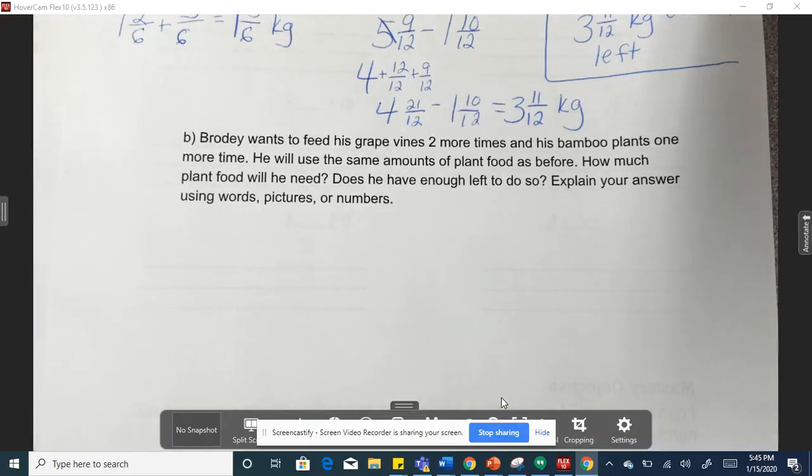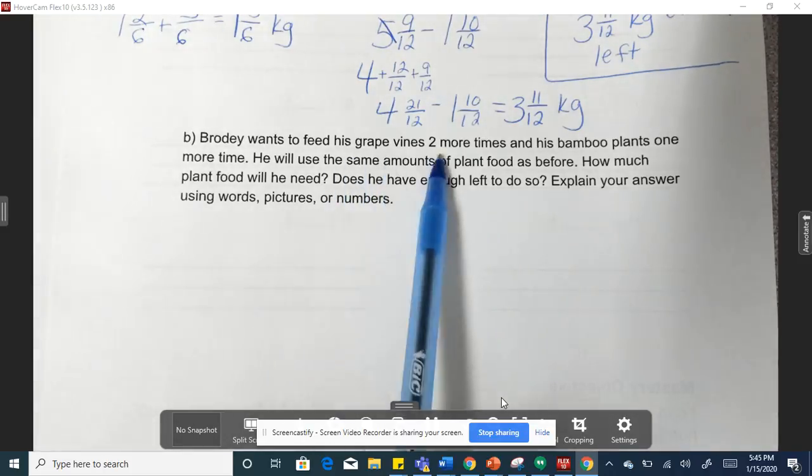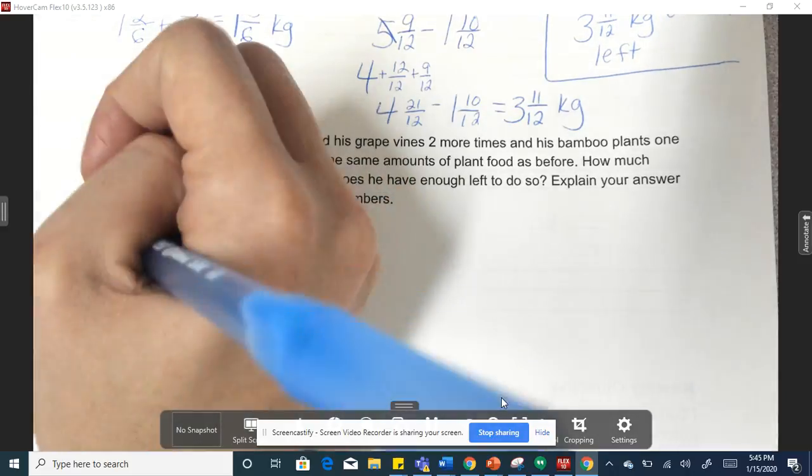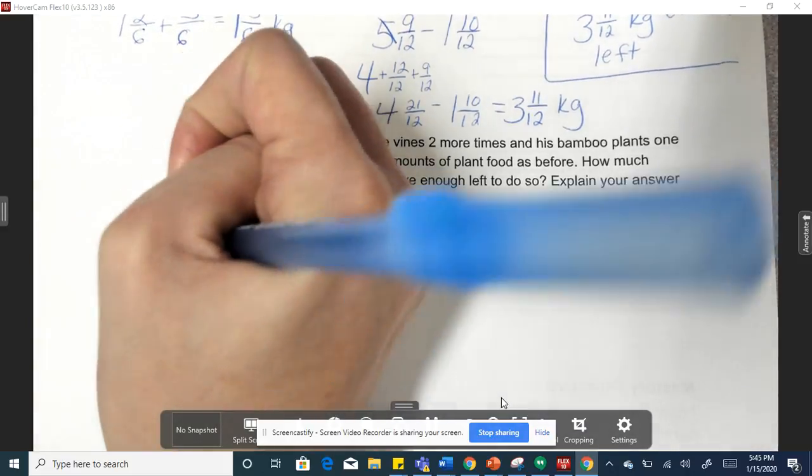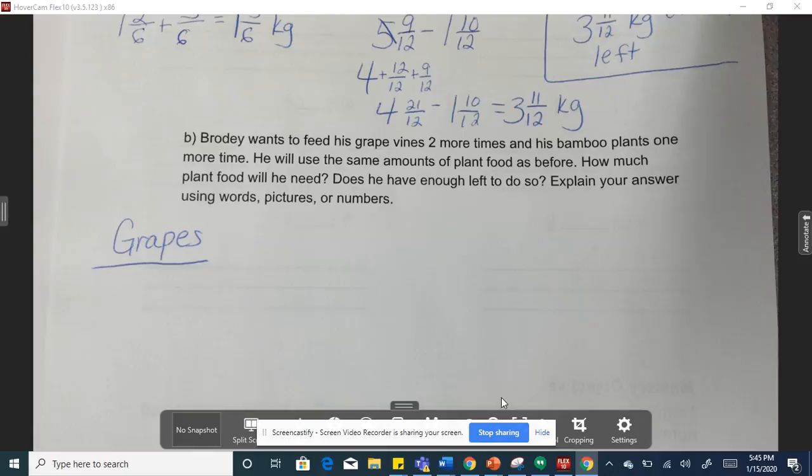How much plant food will he need? Does he have enough left to do so? Explain your answer using words, pictures, or numbers. Okay, so I know that he wants to feed his grapevines 2 more times. So I'm going to organize my paper, starting with grapes.